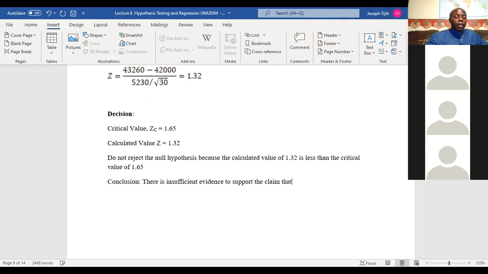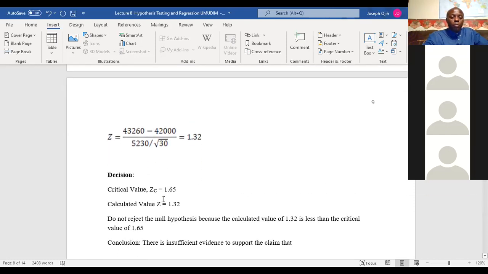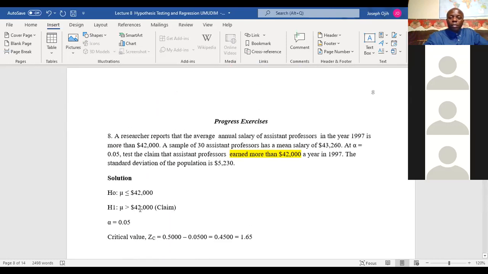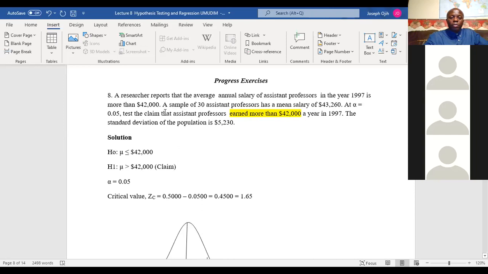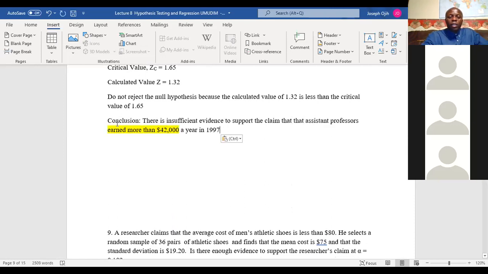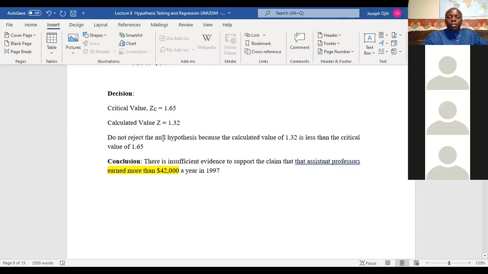Since we are not rejecting the null hypothesis, that means the claim here is not correct. Because we are not rejecting this, that means we are not taking this one. So there is insufficient evidence to support the claim that assistant professors earned more than 42,000 a year in 2000. That's it for this hypothesis test.